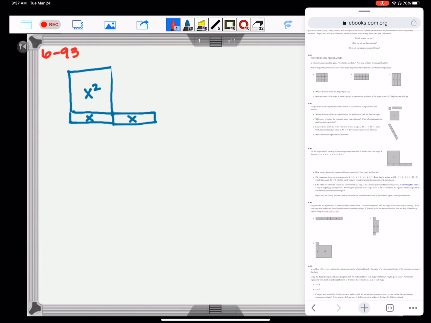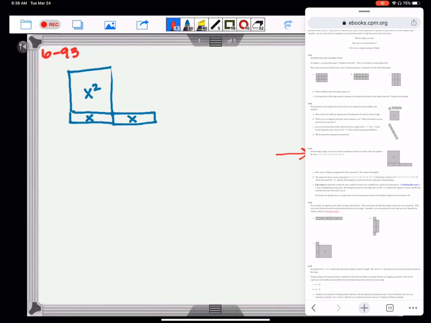So for today, we're going to be looking at 6.2.3. This is actually a review of what we covered before we went on spring break. And we're going to start with problem 6-93. So if you're looking at CPM, it's this one right here. I can't draw on Chrome, but we're looking at that problem.